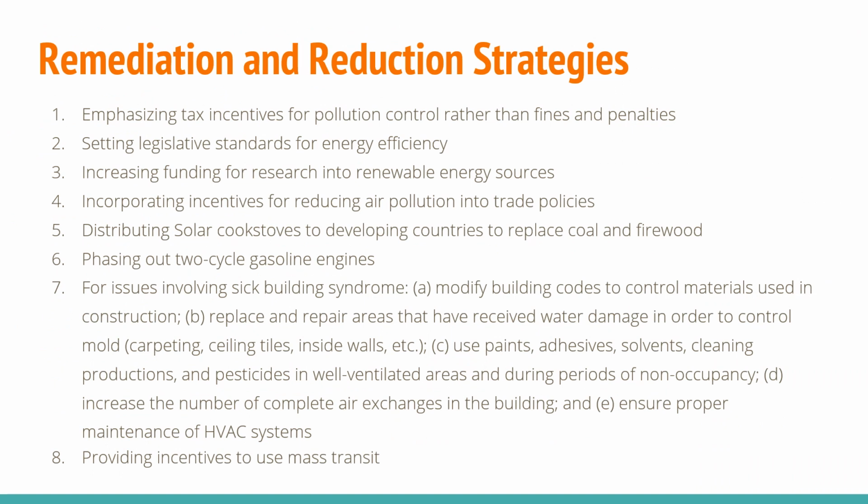This slide is talking about remediation and reduction strategies, different ways that we can improve air quality or reduce the amount of air pollutants that enter the atmosphere. If you're looking at this list, a lot of them are money related, where it's providing incentives, so discounts, things like that. And for something like number 5, distributing solar cook stoves to developing countries to replace coal and firewood, because combustion of coal and firewood leads to air pollutants. So I'll let you take a look at this list. It's also in your Barron's book.